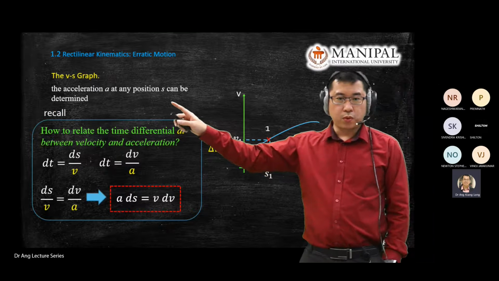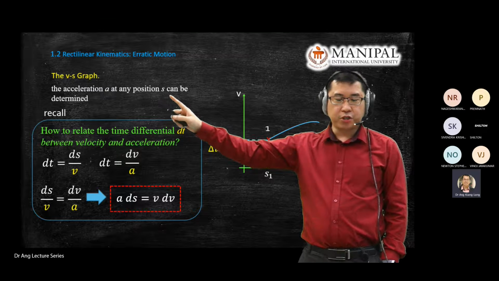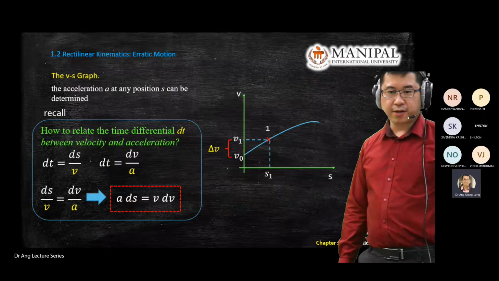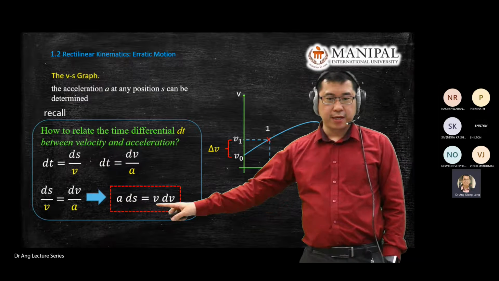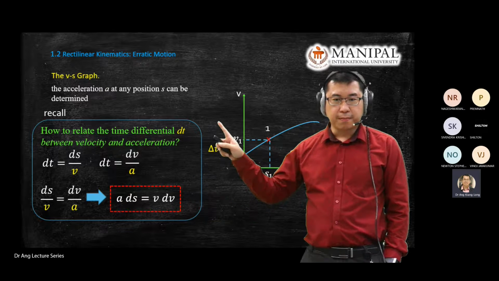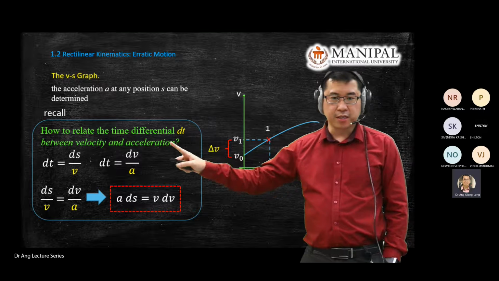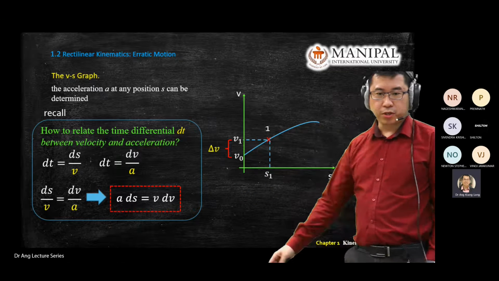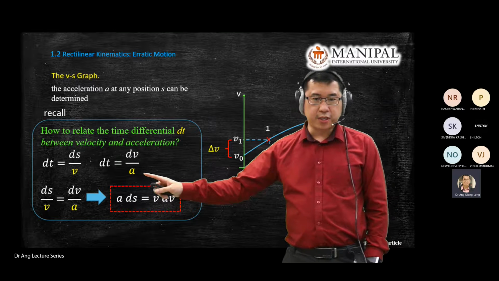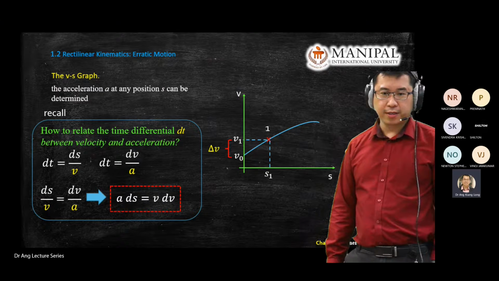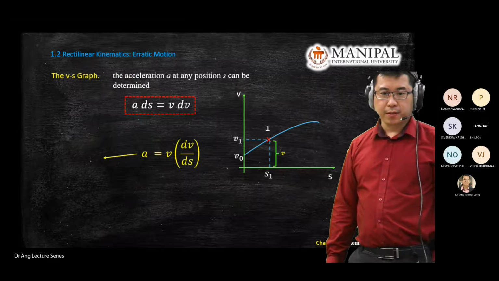We want to determine acceleration at any position inside the graph. Can we determine it? Again, use back the same equation, A ds equals V dv, by looking at the motion change at that particular time, dt. We still use back what happened in that dt, link velocity and acceleration together, bond them together, and we get this equation. Okay.